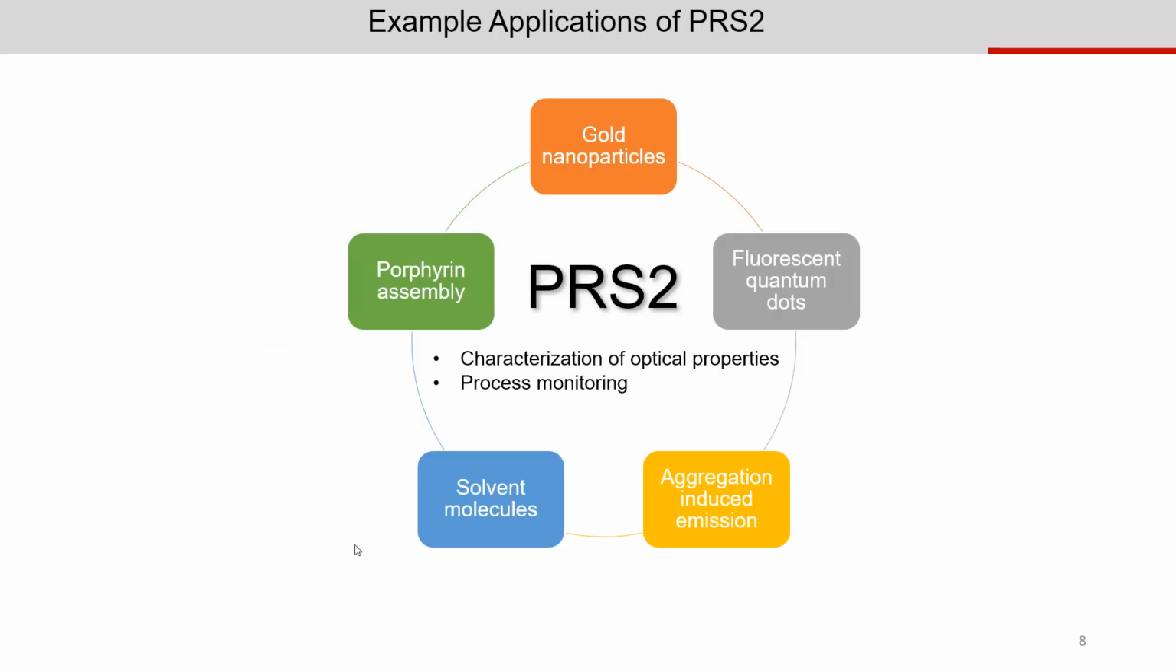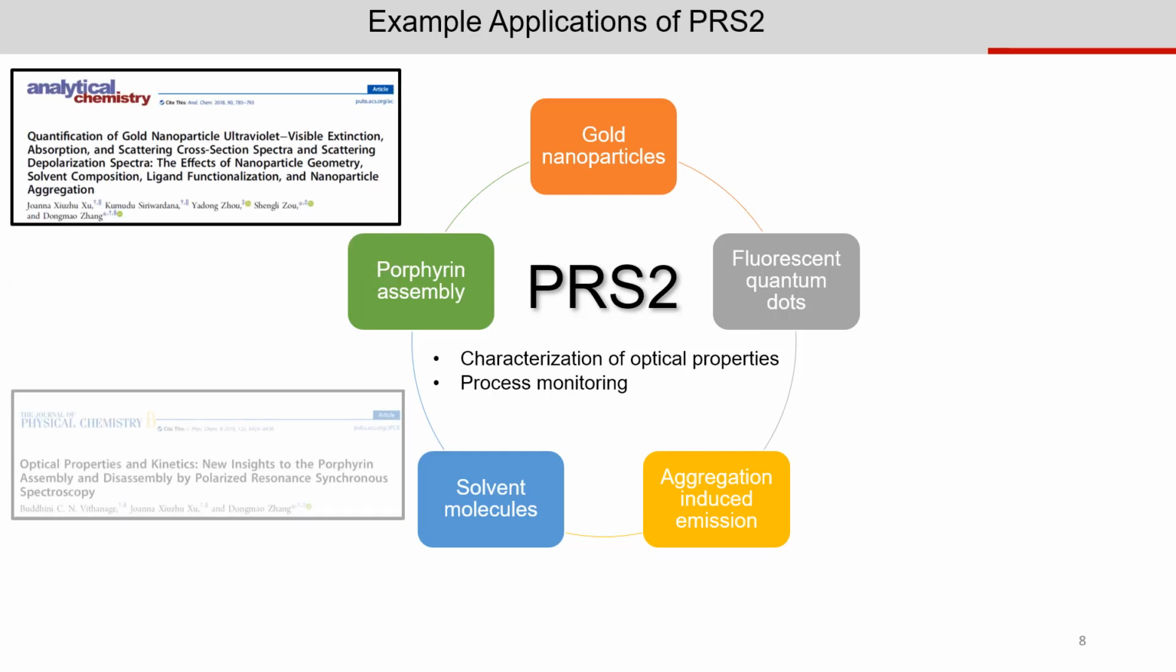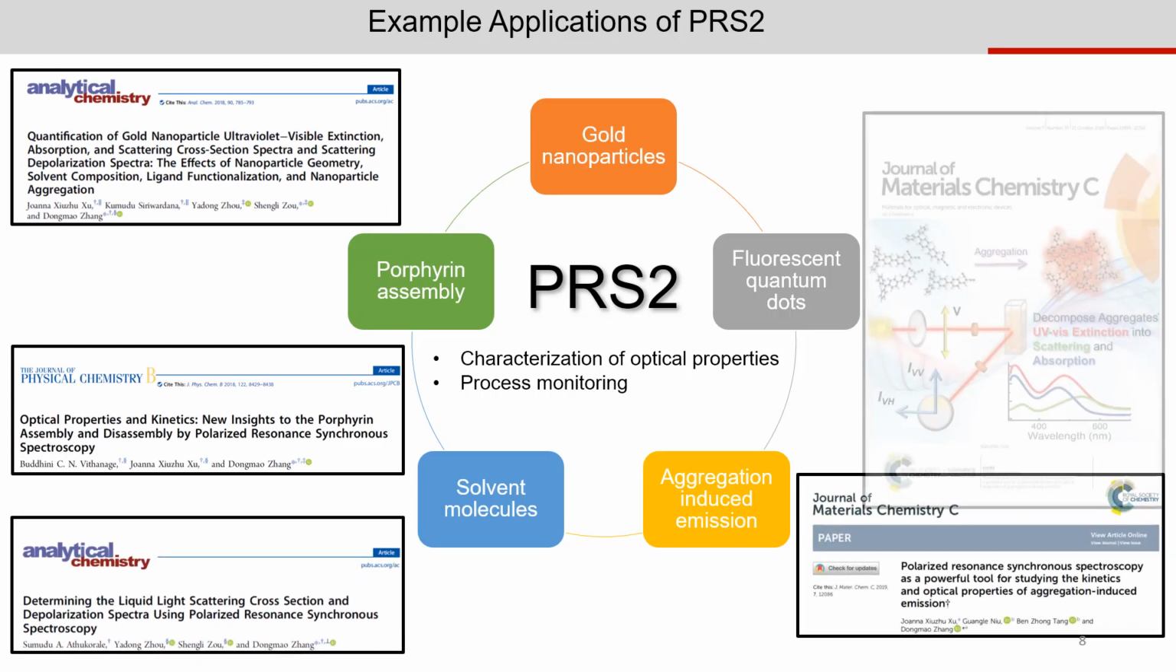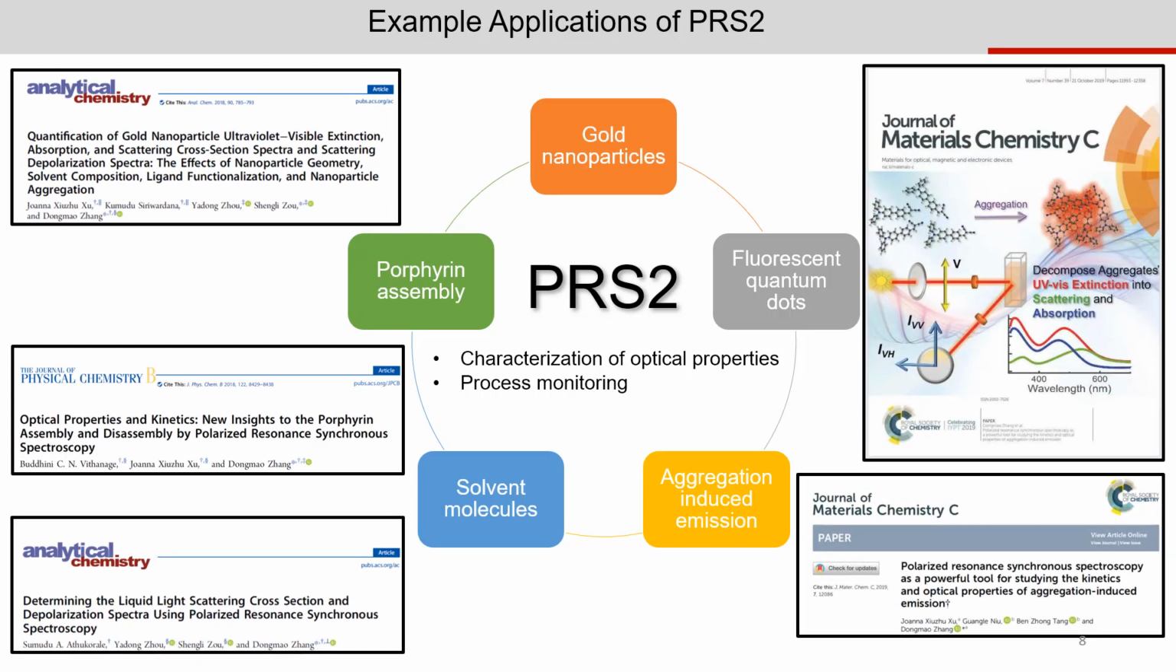So, what are the applications of the PRS2? First, characterizations of optical properties for optically complicated materials like nanoparticles and polymeric samples. Second, any processes that involve a change in light scattering, absorption, and emission can be monitored by the PRS2 technique. So far, we have demonstrated 5 applications in gold nanoparticles, porphyrin assembly, small solvent molecules, aggregation-induced emission, and fluorescent quantum dots. In the following slides, I will talk about these applications.